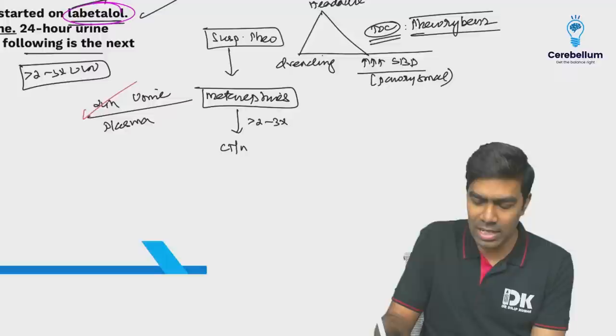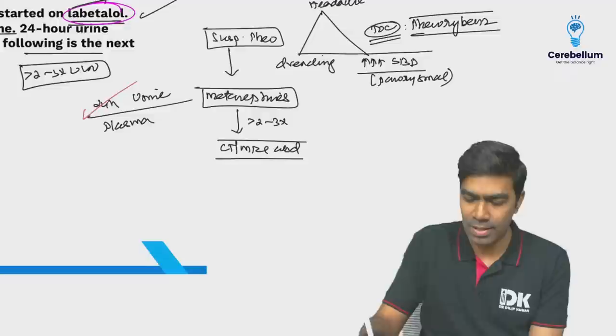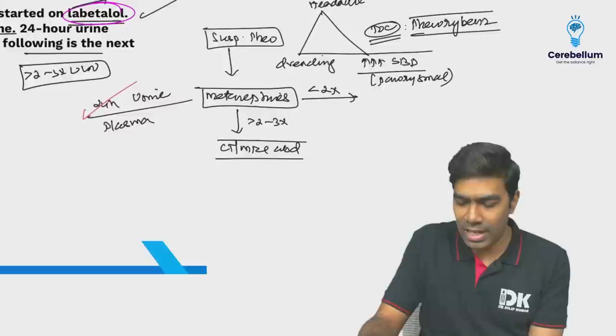That's what I'm going to do. So now the tumor is confirmed, you have to do CT and MRI of the abdomen. If it's elevated by less than 2 times the upper limit of normal, then it's very likely to be a false positive elevation.